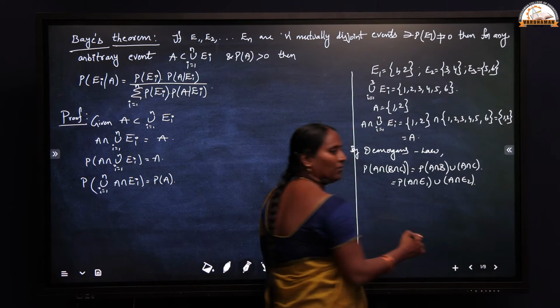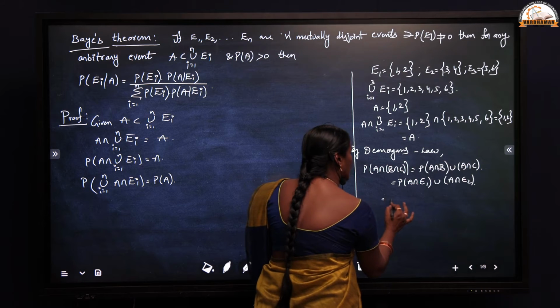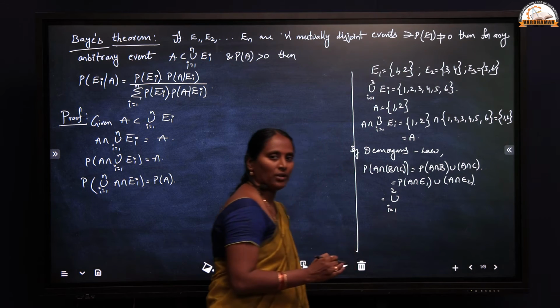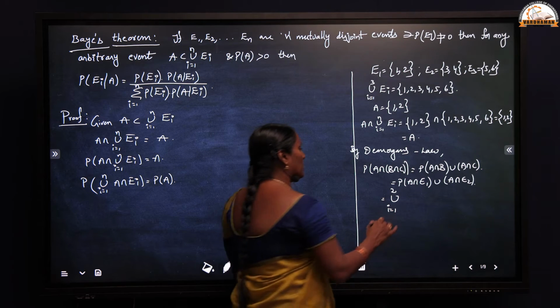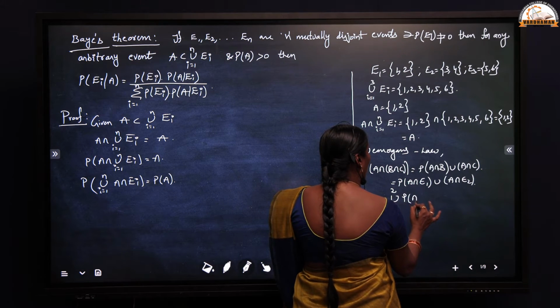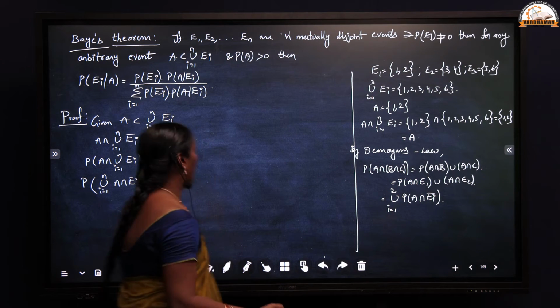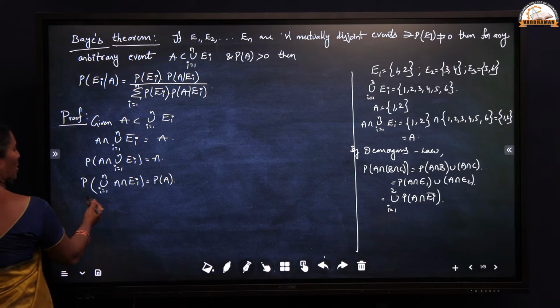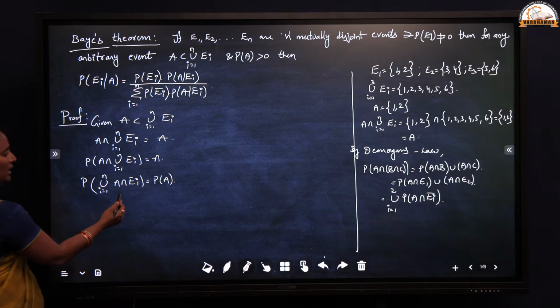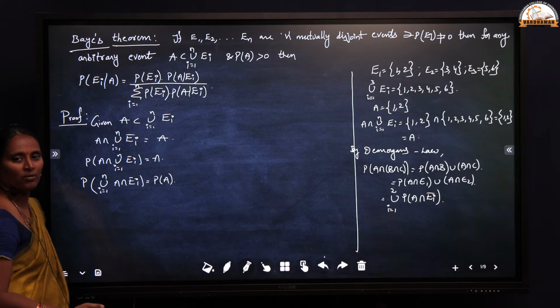The same thing, the way we write it now, is the union of i equals 1 to 2, because we are writing two events. So this is equal to P of A intersection Ei. The same thing we now write as the probability of the union of i from 1 to n of A intersection Ei, which is equal to P of A.